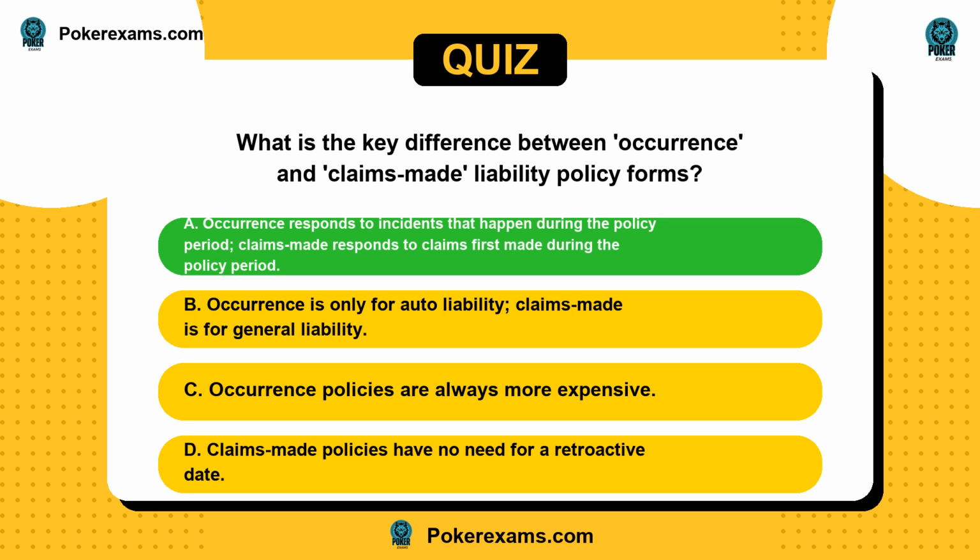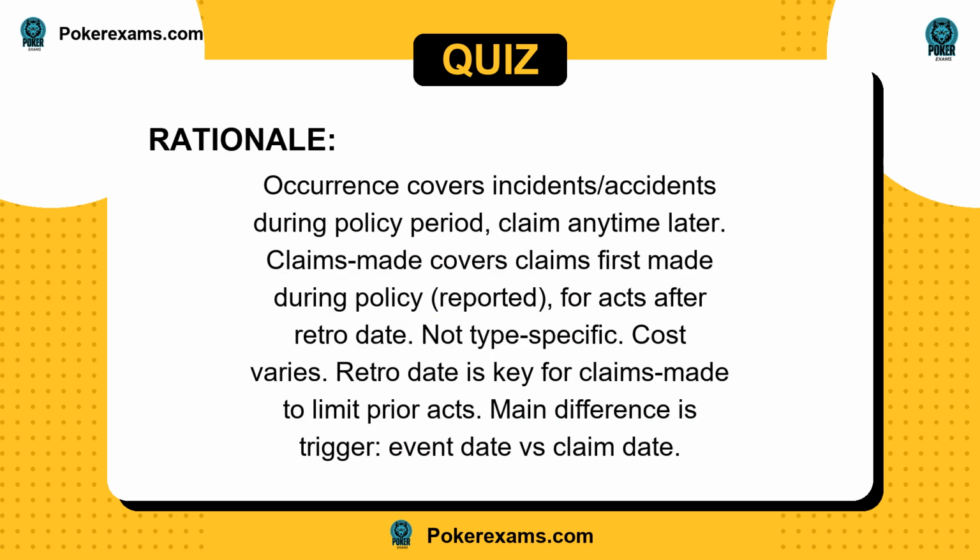The answer is A. Occurrence covers incidents/accidents during policy period, claim anytime later. Claims-made covers claims first made during policy, reported, for acts after retro date. Not type-specific. Cost varies. Retro date is key for claims-made to limit prior acts. Main difference is trigger, event date versus claim date.